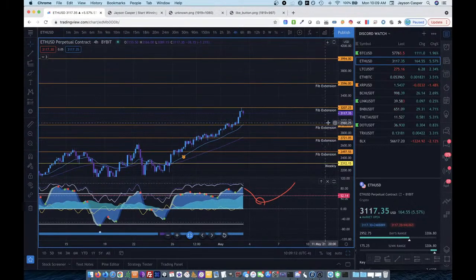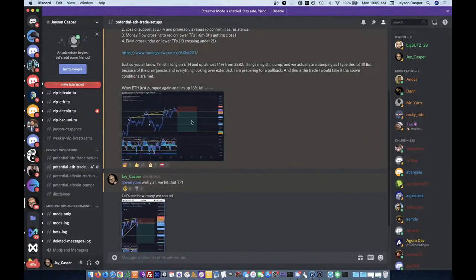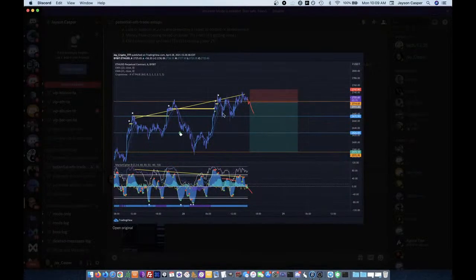And the thing is, I don't know if we're going to come down here, because remember, when we were up here, I wanted to see a retracement down to here. And previously, I always enter shorts when we come up to these levels of resistance. I posted in the Discord, hey guys, we got the bearish divergences forming. We're coming up to the fib extension. If we lose that, I'm looking to short back down to the last fib extension.